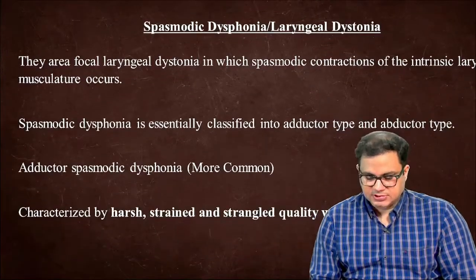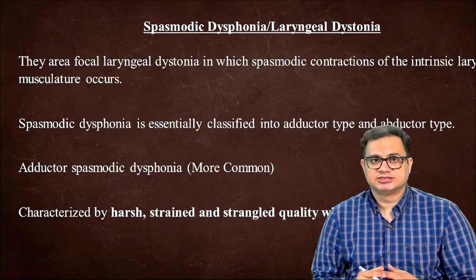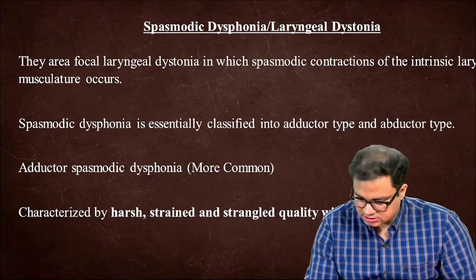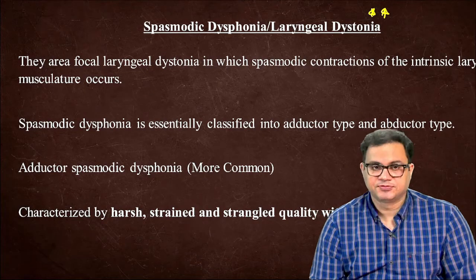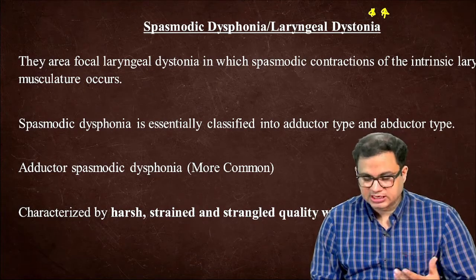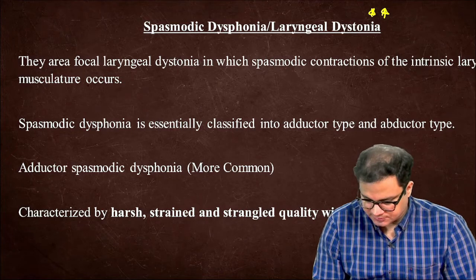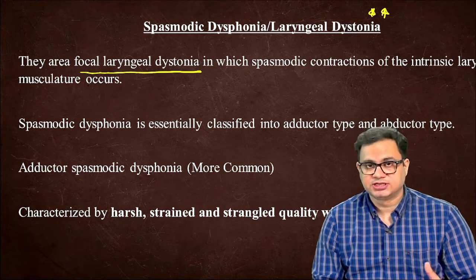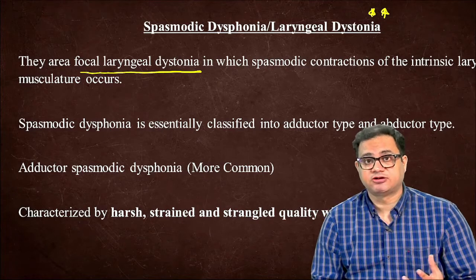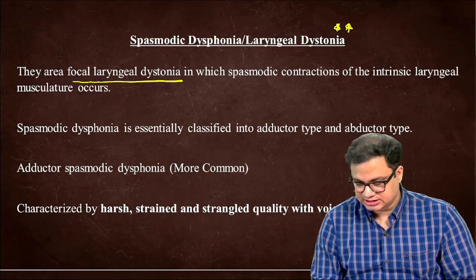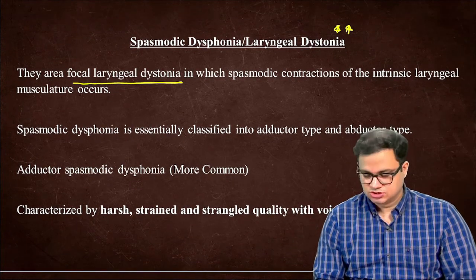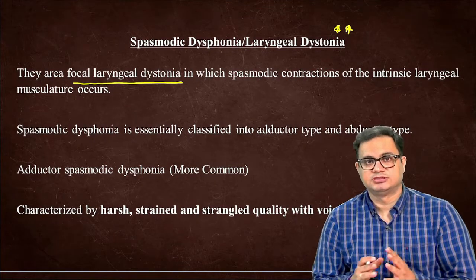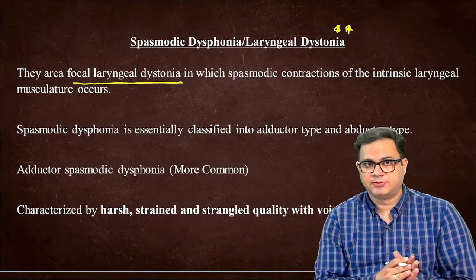Now coming to the next condition, that is spasmodic dysphonia. It is also known as laryngeal dystonia. Now what are they? They are focal laryngeal dystonias in which spasmodic contraction of the intrinsic laryngeal musculature occurs. By intrinsic musculature I mean the adductor muscle and the abductor muscle.